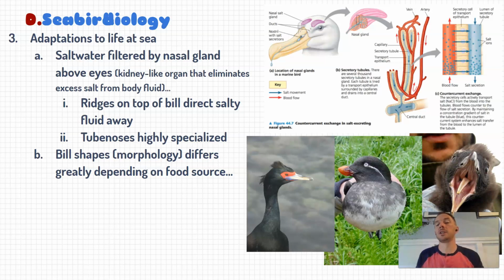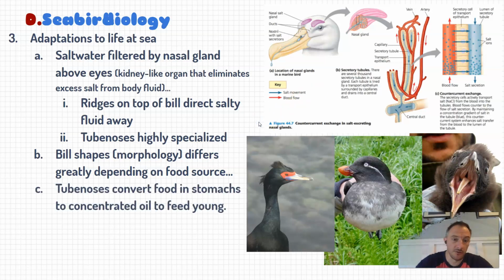So they have these little hooks, and they can take their tongue, hold it to the roof of their mouth, and slowly move their jaw. Try holding your tongue to the roof of your mouth and moving your jaw still up and down. You can do it. And those little projections help them keep the squid or the fish in their mouth while they are still moving their bill. Neat, right? Okay. Tube noses convert food into oil in their stomachs to concentrate it to feed young.